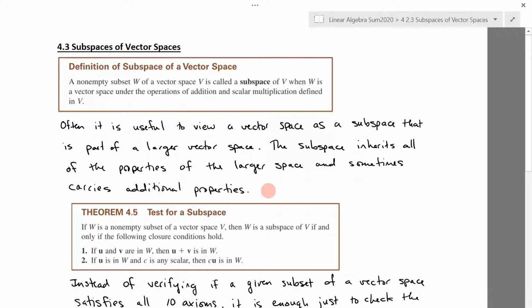An example of this would be that the space of differentiable functions is a subspace of all continuous functions. A differentiable function, as we know from calculus, is continuous, while also having the property of having a derivative.